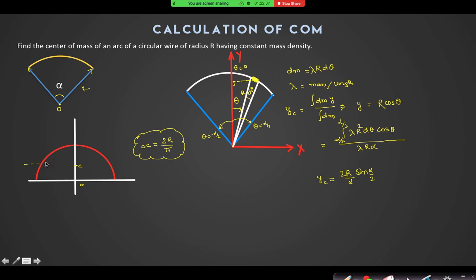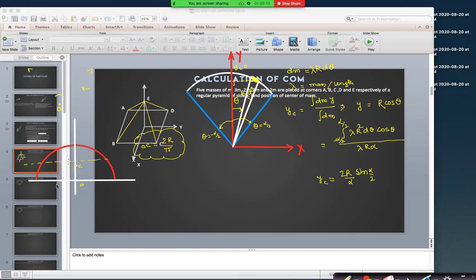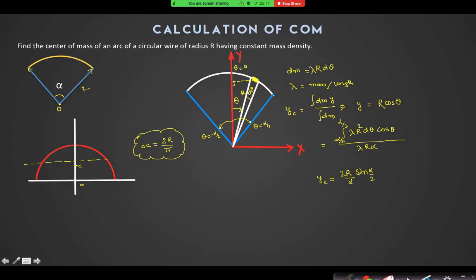And suppose I cut this semicircular ring into two halves, such that this segment is r by 2 and this length is also r by 2. Can you tell me which one will be heavier, the upper segment or the lower segment? Lower segment. Why? Because the center of mass lies within it. Because the center of mass lies here, at r by pi by 2.